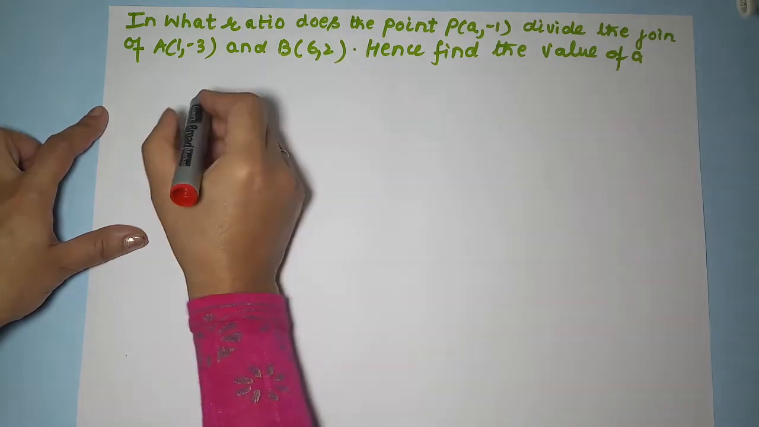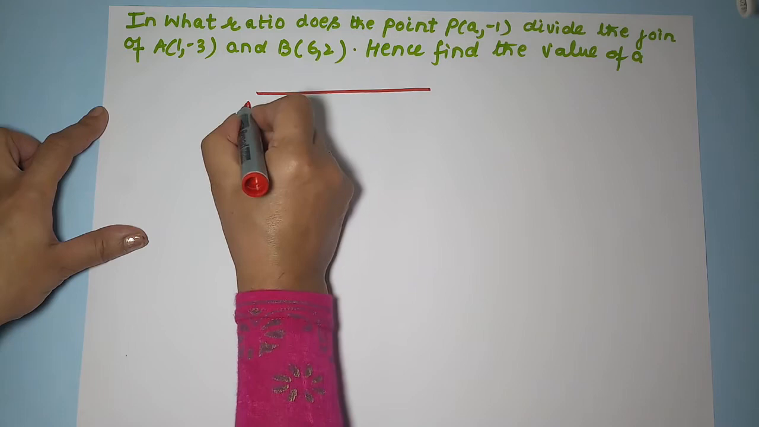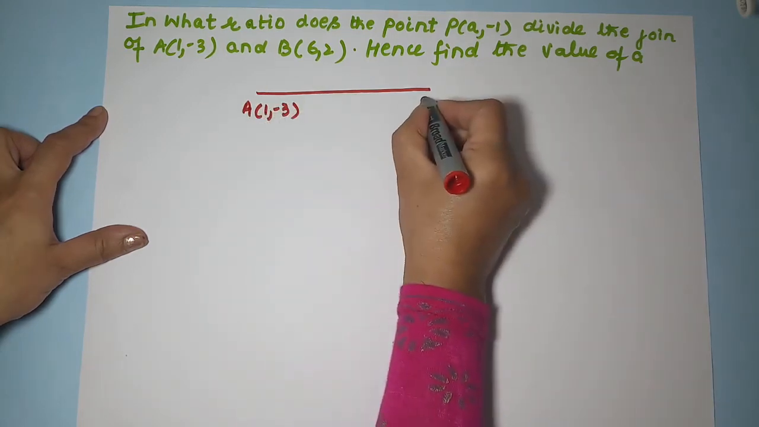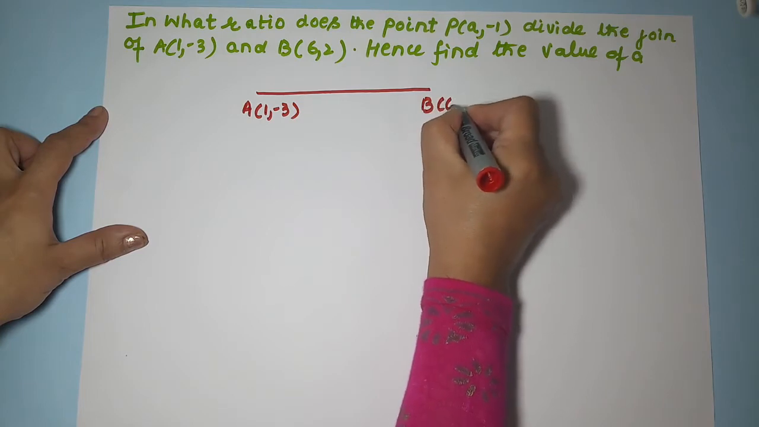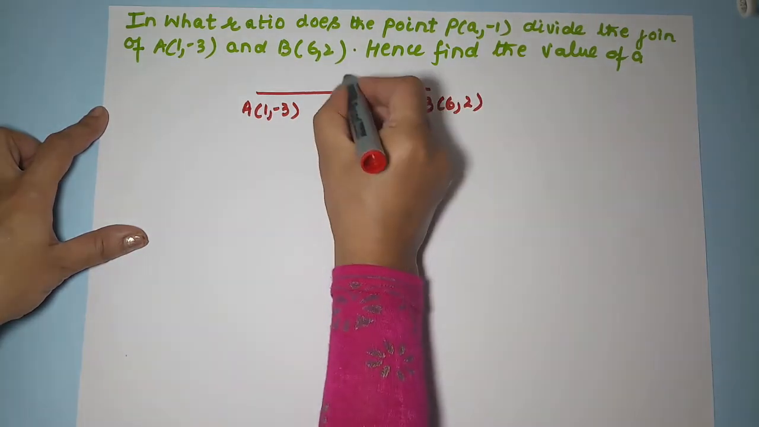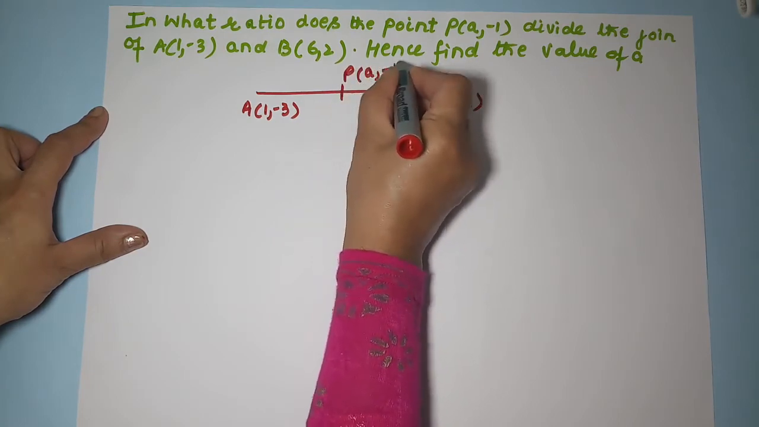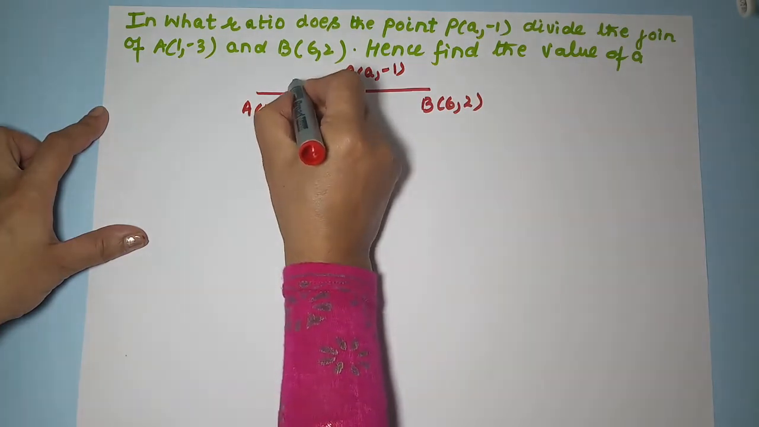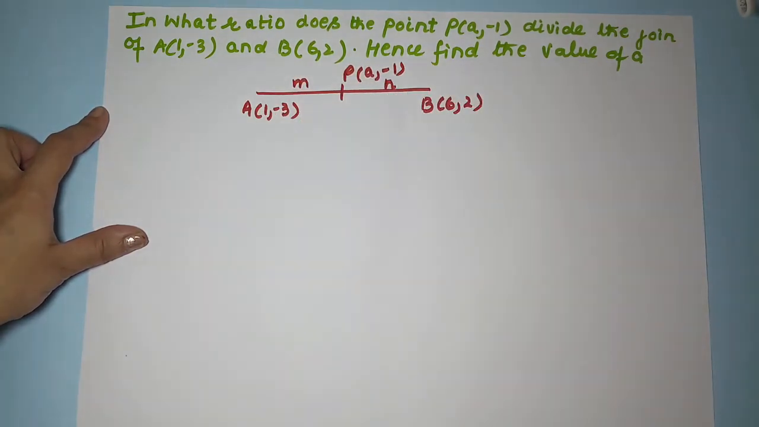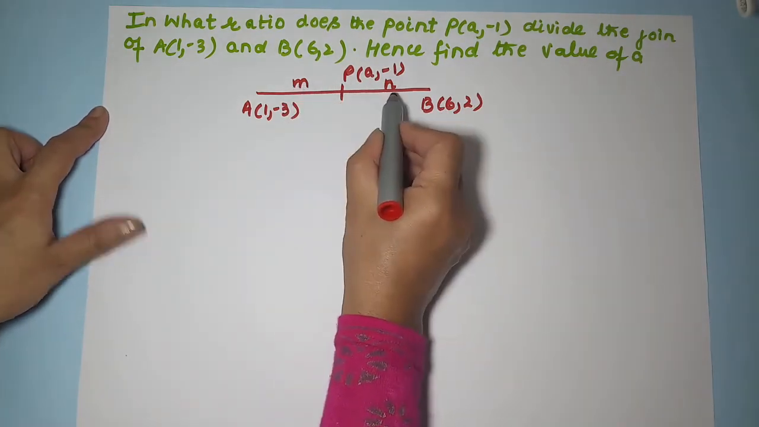So, what we will do is, we will draw a line segment. We have A with coordinates 1 and minus 3, and then we have B, the coordinates are 6 and 2. There is a point P which has the coordinates a and minus 1. Now, it is dividing this line segment in some ratio, say for example m is to n, and we have to calculate this ratio.